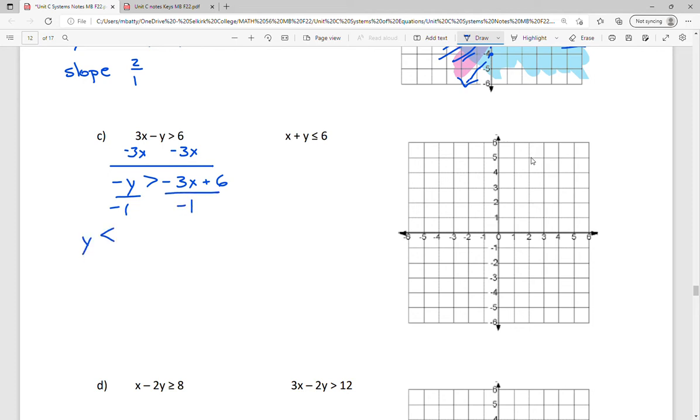Remembering to switch the sign when you divide by that negative number. I like doing these all the way because I find there's a lot of moving pieces, right? There's a lot of parts to them. For this one, again, I have a dotted boundary line.